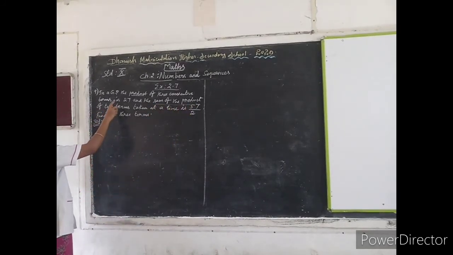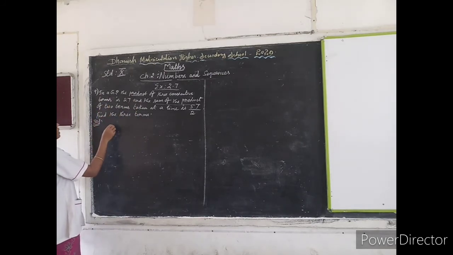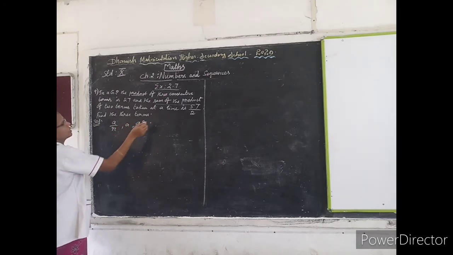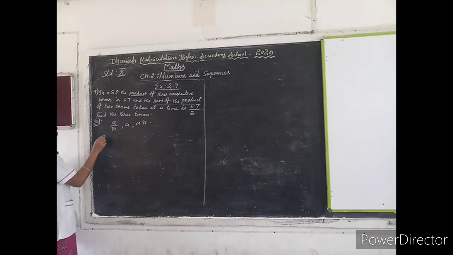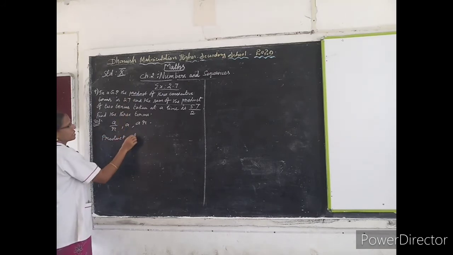So let us take the 3 consecutive terms of GP as a/r, a, ar. The first given condition is the product. So the product of 3 terms is equal to 27. That is given.